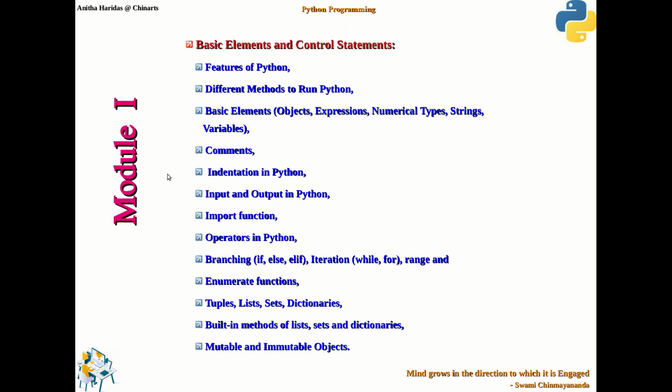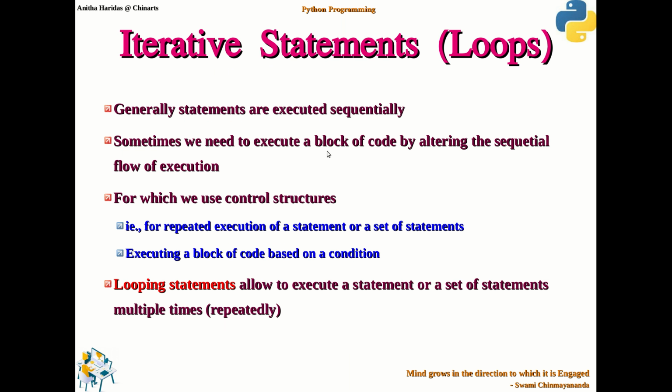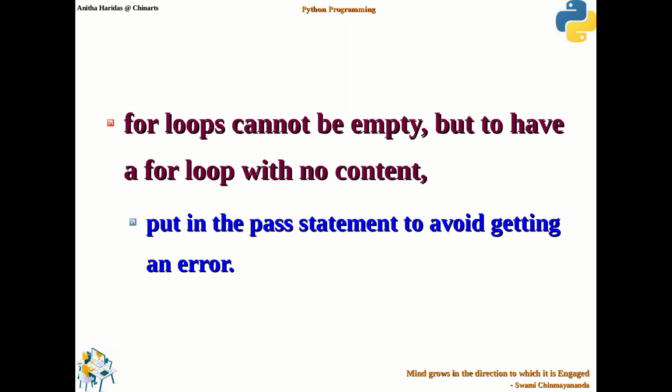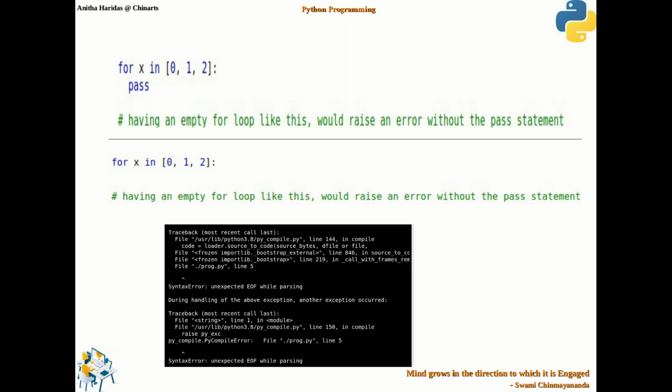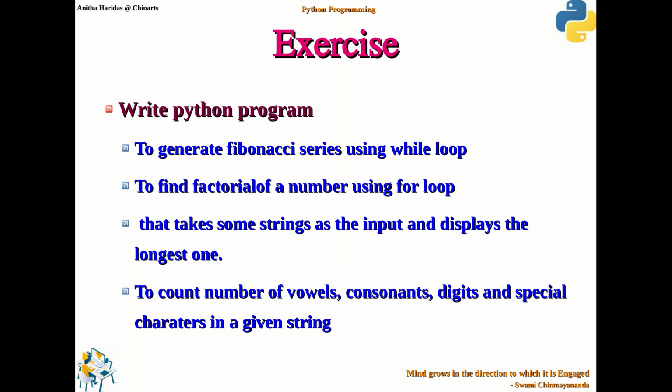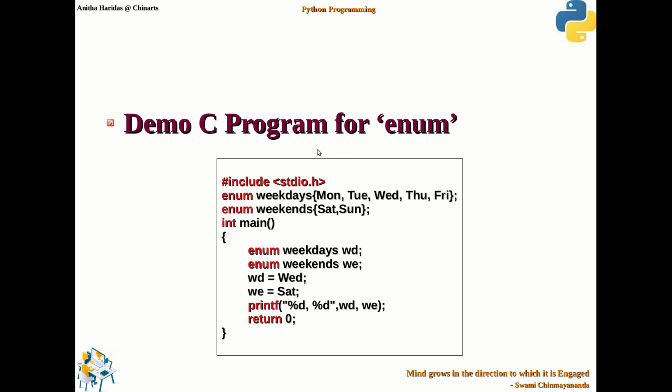We are currently discussing module 1 and we covered features, different methods, basic elements, commenting, indentation, input and output in Python, then operators, then branching statements. In our very previous session, we talked about the iterative statements, in which we discussed how for loop and while loop can be used along with the else block. Then we also talked about the enumerate function, which is very much similar to the enum data type of C program.